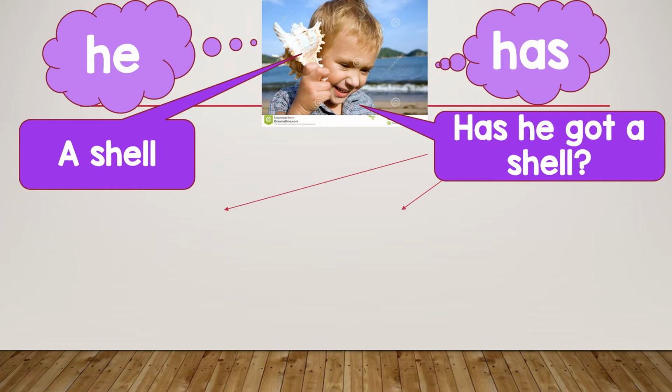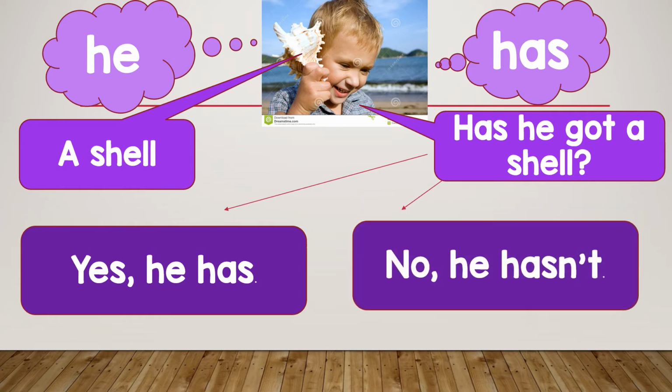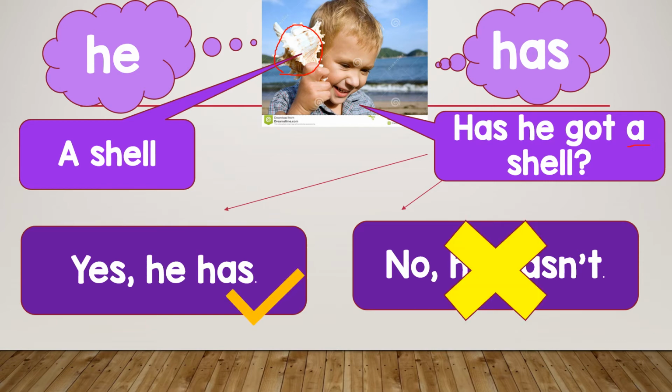So if the answer is yes, it should be yes, he has. If the answer is no, the answer should be no, he hasn't. So let's look at the question. The question asks, has he got a shell? And there is only one shell, so the answer should be yes. Yes, he has. Can you get it? Alright, so let's move on to the next slide.